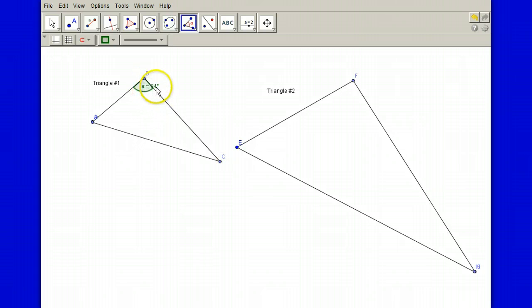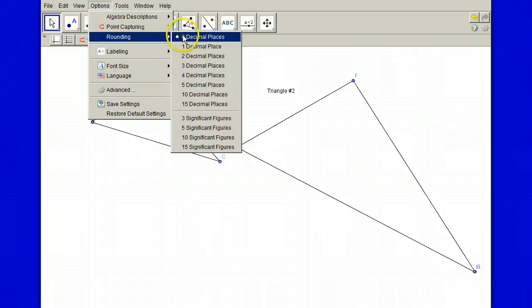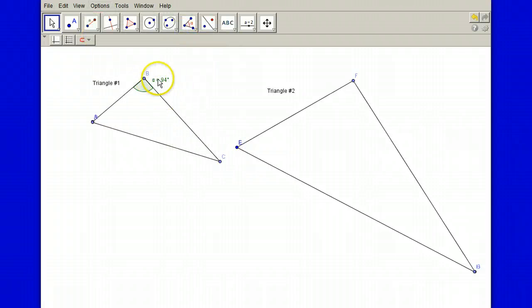Now, I'm going to move this. I click the arrow to move. If your angle measurements are coming out with decimals, remember we need to go up to options, rounding. We want to round to 0 decimal places, and it'll give us nice whole angle measures. Now let's finish measuring all of our angles. Now we're going to measure angle A.